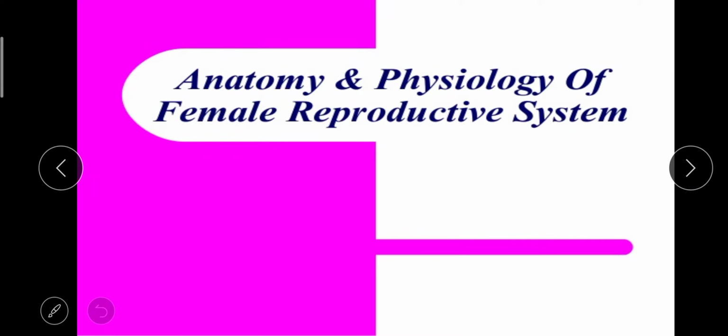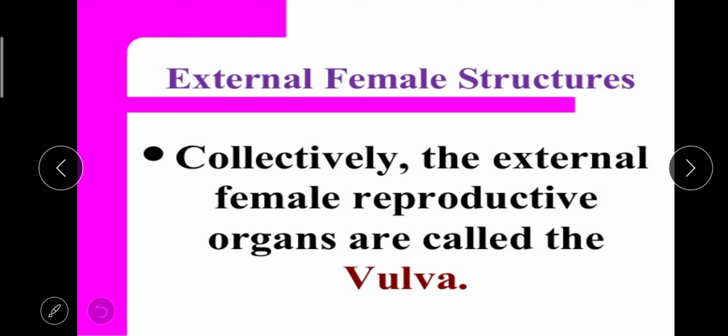Hello everyone. Today we are going to discuss the anatomy and physiology of the female reproductive system. Like the male reproductive system, the female also has external reproductive parts and internal reproductive parts. Collectively, the external female reproductive organs are called the vulva. So all the reproductive parts present externally in the female are called the vulva.